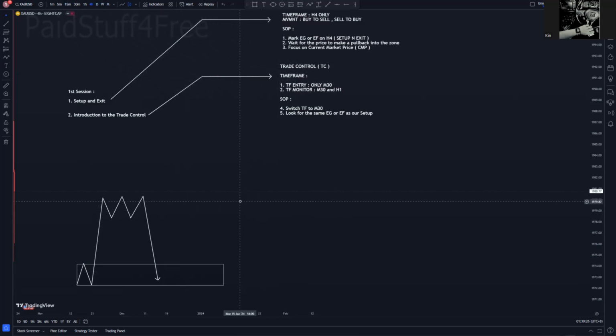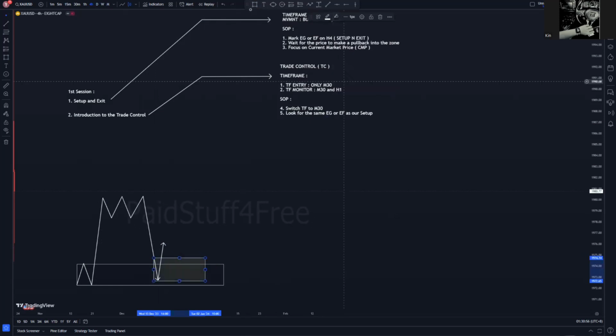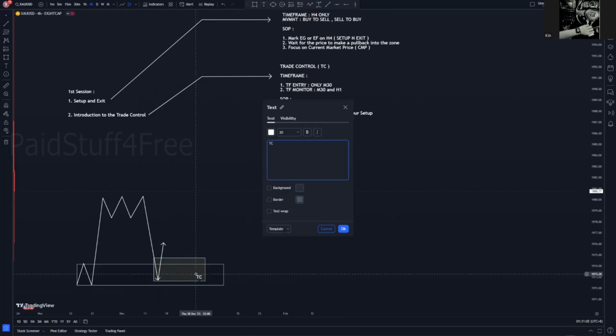Okay. After we switch the time frame to M30, we need to look for the same ED or the same EF as our setup. Because right now we are currently in the buy setup, so of course we need to look for an ED buy, something like this. After the price created this ED buy, we will call it our trade control. So this is our TC.